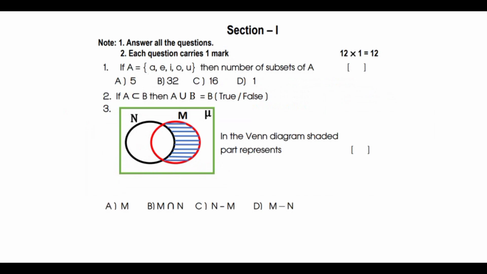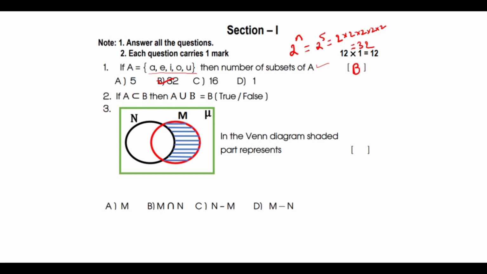This is for 1 mark questions. The first question, A, E, I, O, U. So 5 elements are there here. Then, number of subsets of A. What concept should we follow there? The 2 to the power of n formula we should take. That means here we have 5 elements, so 2 power 5, which is 2 into 2 into 2 into 2 into 2. That means we can get 32 subsets. So option B is the answer for this question. So we write here B.